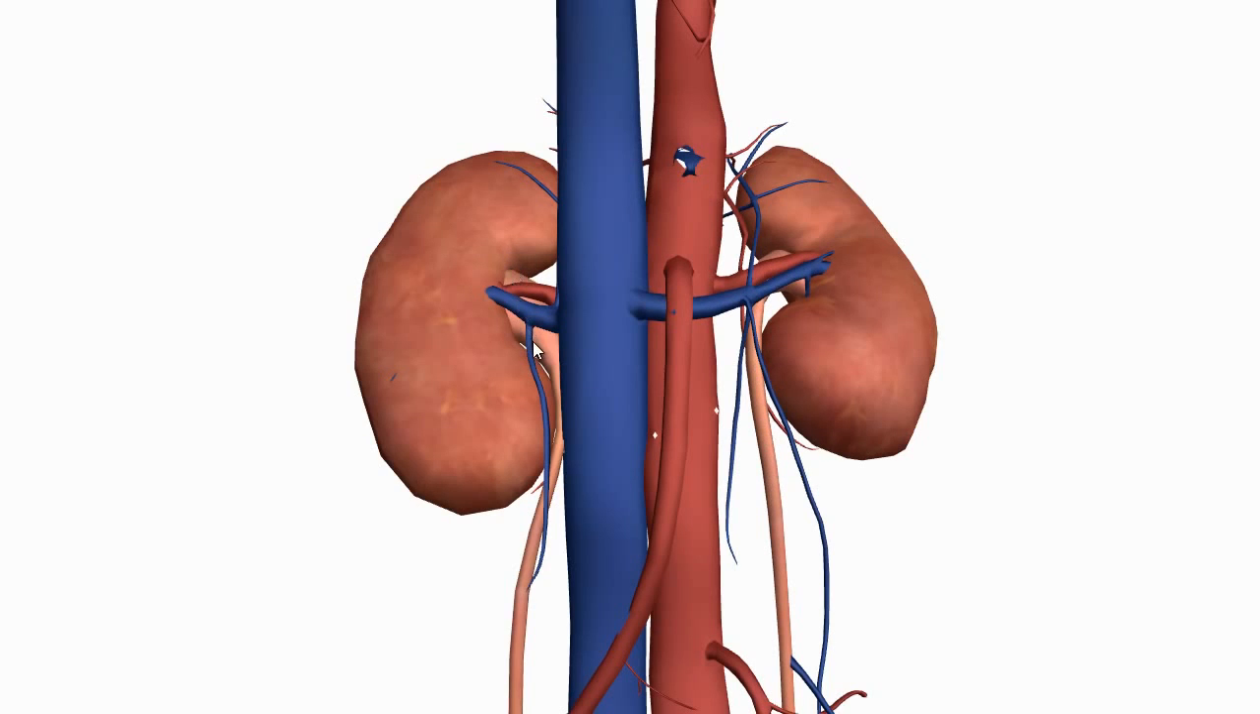So the place where these structures enter the kidney is called the hilum. So this is a kind of vertical slit on the medial aspect of the kidneys where the various structures enter the kidney. So you've got blood vessels, the ureter, lymphatics and nerves which enter the kidney at the hilum. So for the rest of this tutorial I'm going to switch over to cross section and talk you through some of the internal features of the kidney.